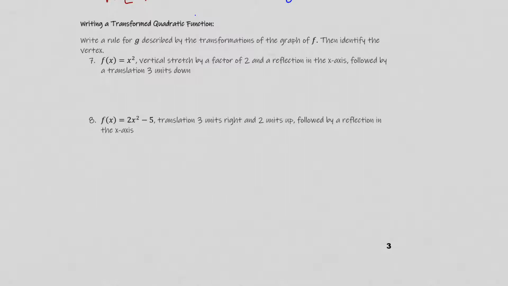Okay, then it tells us there is a vertical stretch by a factor of 2, a reflection in the x-axis, and then all of that is followed by a translation 3 units down. You do have to do these things in order.